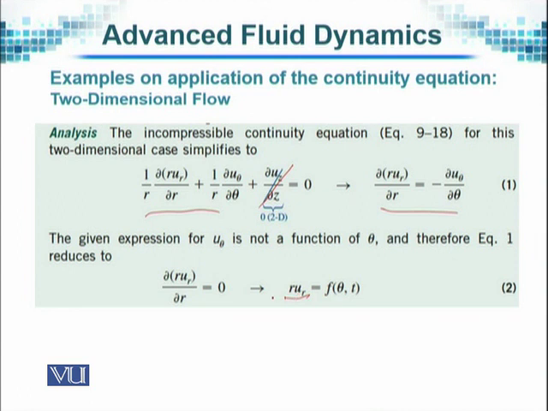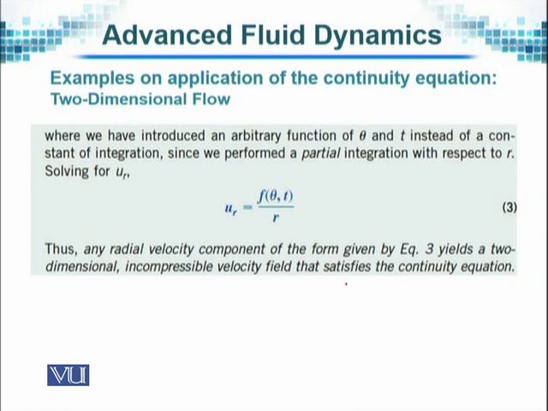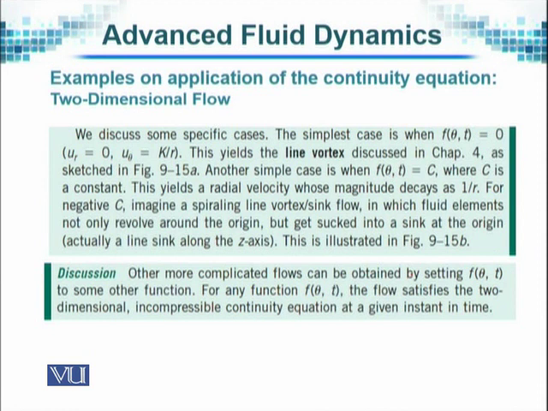You can see that r ur is equal to f. So if I keep only ur here, then this r is taken in the denominator. Thus any radial velocity component of this form will provide us with a two-dimensional incompressible velocity field, and it will satisfy the continuity equation. We can confirm it. It's always good to confirm that the continuity equation is identically satisfied.